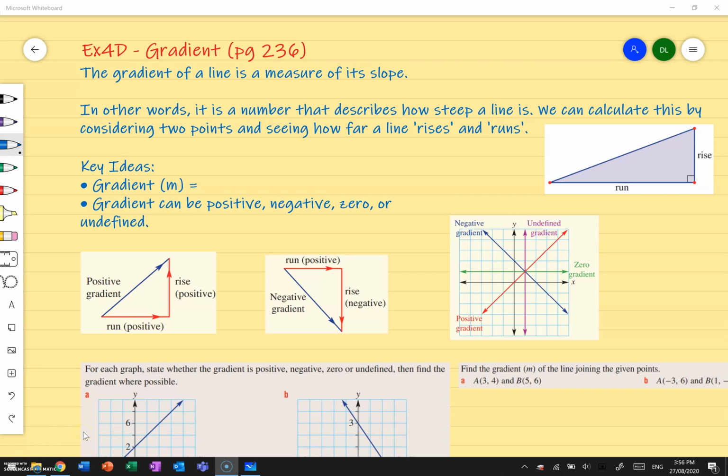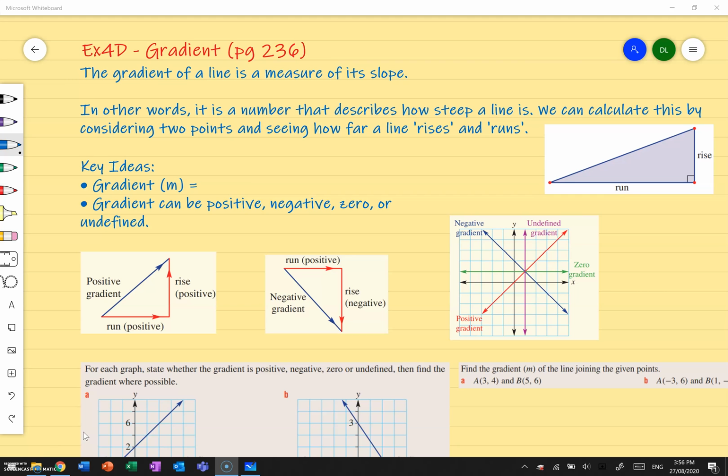Hey, you guys, today we're looking at the concept of gradient, which is on exercise 4D on page 236 of your textbook. You might have heard of the concept of gradient before, whether in year 7 or 8, or just in real life. The gradient of a line is a measure of its slope. In other words, it's how steep a line is. It's a number that describes how steep the line is, and we can calculate this by considering 2 points and seeing how far it rises and runs.